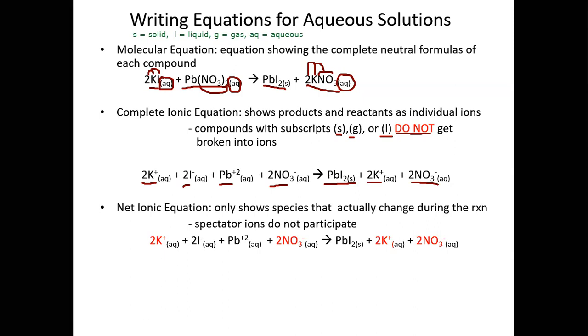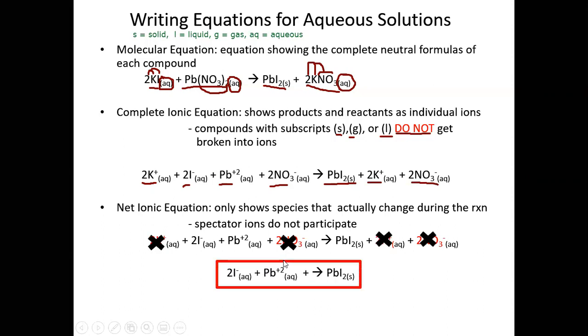So the ions in red are exactly the same on both sides of the equation. These are called spectator ions, which don't participate in the chemical reaction. They're just kind of watching as the reaction progresses. So we can cross these out, and what we have left is the net ionic equation. The only ions that actually react in this equation are the iodide and the lead 2+ ions.